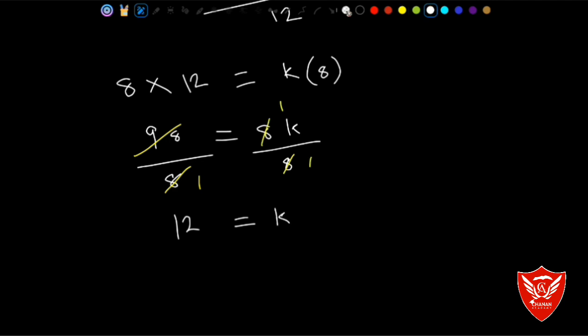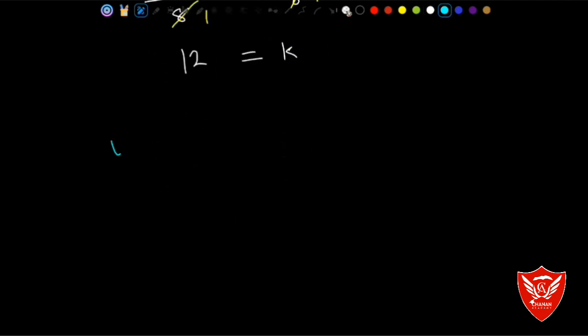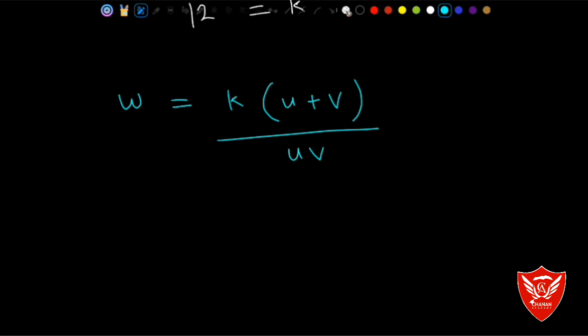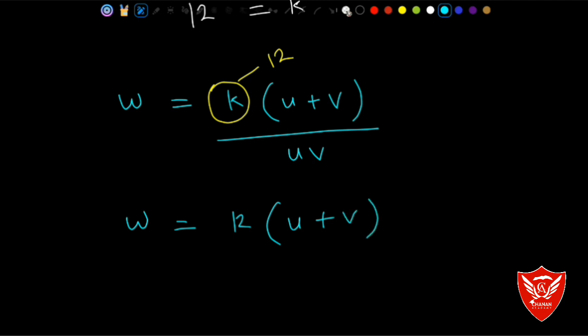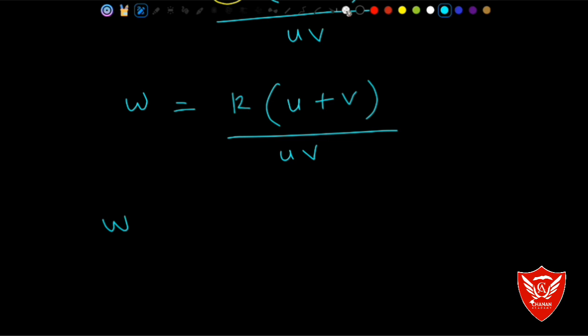So now that we know that our K is 12, let's go back to the variation. W is equal to K open bracket U plus V all over UV. So the relationship now is going to be that since we already know that K is equal to 12, we are going to introduce 12 there. We have that W is equal to 12 open bracket U plus V all over UV. So we cross multiply, we are going to have WUV equal to 12 open bracket U plus V.